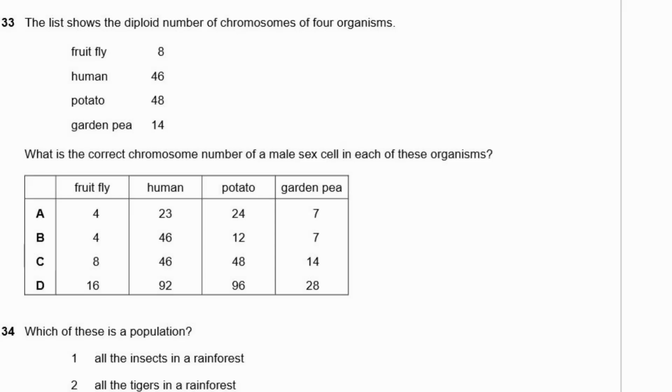Question 33. The list shows the diploid number of chromosomes of 4 organisms. We have the fruit fly, the human, the potato, and the garden pea. What is the correct chromosome number of a male sex cell? It could be male, it could be female, it doesn't matter, but the sex cells are haploid. So the haploid cells will have half the number of the diploid cells. Half of 8 for the fruit fly is 4. Half of 46 for the human is 23. Half of 48 for the potato is 24. And half of 14 for the garden pea is 7. So the answer is A.